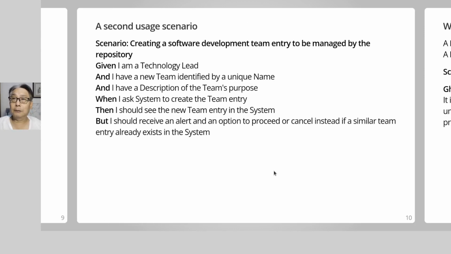Now, one feature can have more than one usage scenario. Here's a second usage scenario. I want to create a software development team entry within the software repository. So I'm still the technology lead, but now I have a new team which is identified by a unique name. And aside from the name, I also want to have a description. When I ask the system to create the team entry, then obviously I should see the new team entry created in the system. But I should also receive an alert and an option to either proceed or cancel if a similar team entry already exists in the system.